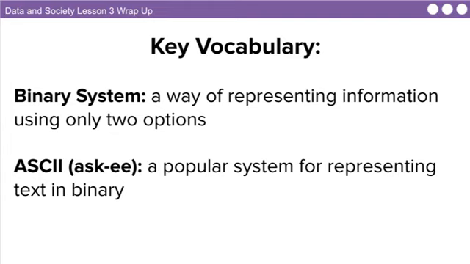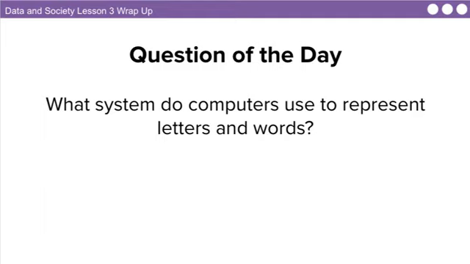So we saw bits of information represented in many ways today, like dogs or cats or apples and bananas. These are all equally valid ways of representing ons and offs. Going forward, we will use ones and zeros, but this just means on and off. So our question of the day, what system do computers use to represent letters and words? And the answer to that is ASCII, or binary systems. If you have any questions, please let me know. You're going to submit the completed activity guide and a response to the warm-up journal.